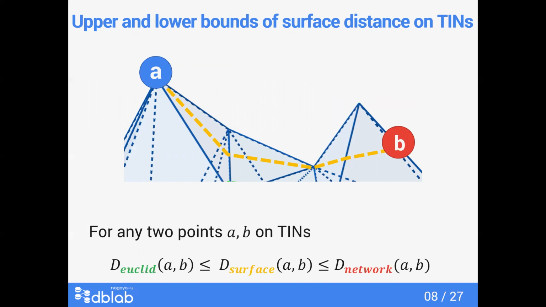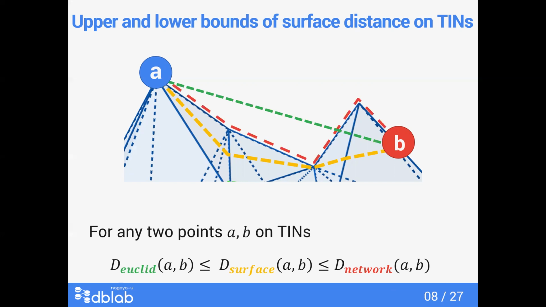The lower bound is Euclidean distance, as I show with the green line. Next, noting that TIN is a network set, the upper bound is the network distance, as I show with the red line.